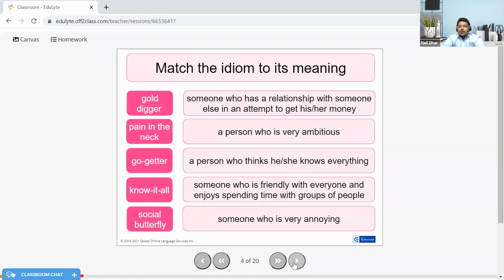Moving on. Once again, we will look at some words on the left and try to match them with the words on the right. Okay, the first word that we see is gold digger. Now, we see a lot of videos on Instagram, on Facebook, and other social media about gold diggers. Today, we will understand what exactly a gold digger means. Next, pain in the neck. Go-getter, know-it-all, social butterfly. Once again, these are words like we saw previously used to describe human beings.